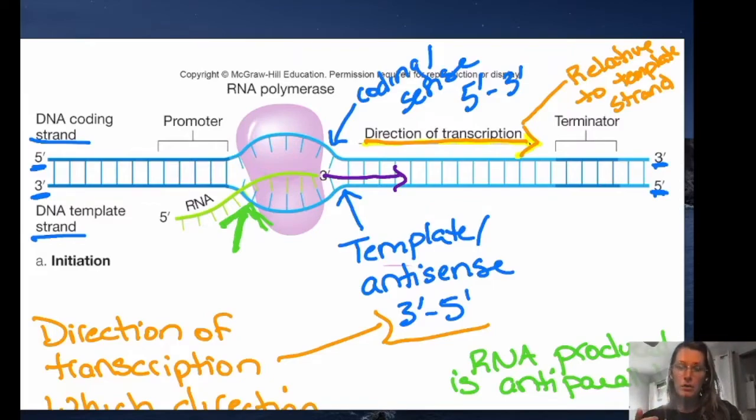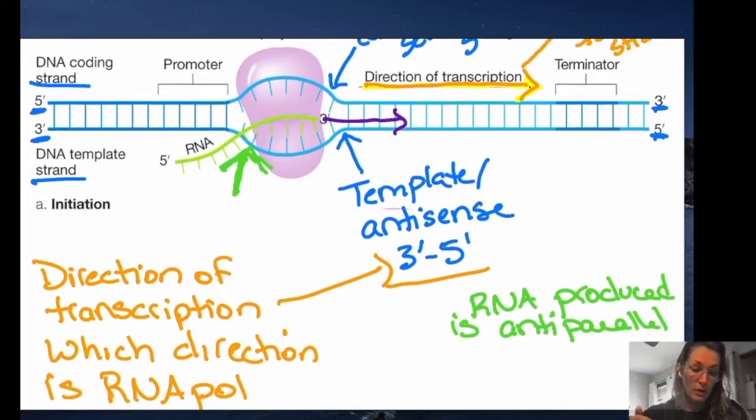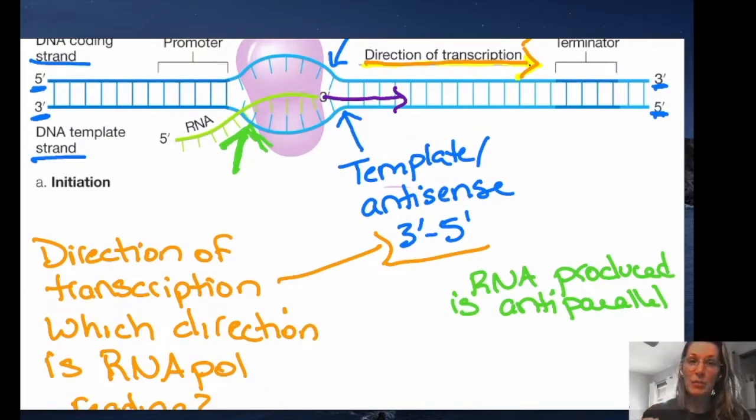It's anti-parallel to the template strand. So if the RNA produced is anti-parallel to the template strand, that means its primes are going to be flipped. And you can see that here. This end is 5' and this end is 3', the other way from the template strand.